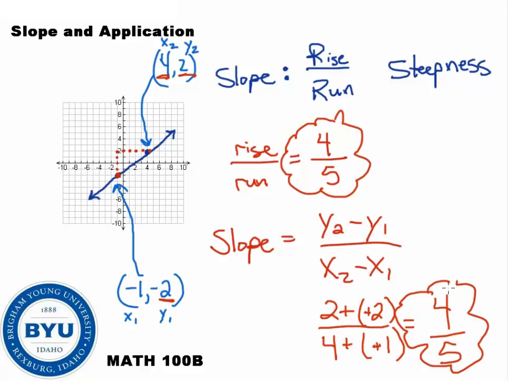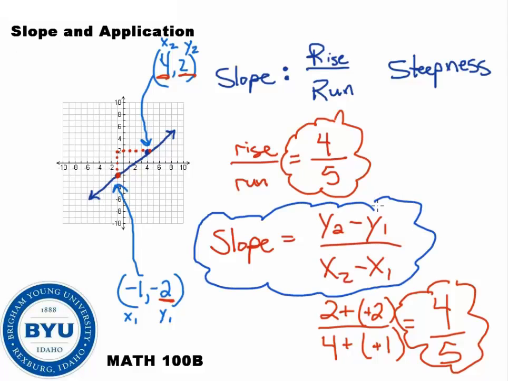So there's 2 ways to calculate slope. Moral of the story here: you can do it graphically. If you're given a graph, or if you graph a line, you can pick 2 points and count the rise and the run to the next point. Or you can take those 2 points and plug them into this formula here, the y2 minus y1 over x2 minus x1 formula, this slope formula.